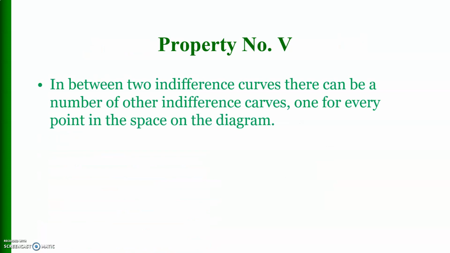Property number 5 of the indifference curves is that in between two indifference curves there can be as many indifference curves, one for every point in the space on the diagram. So, because an indifference curve passes through each point in the commodity space.